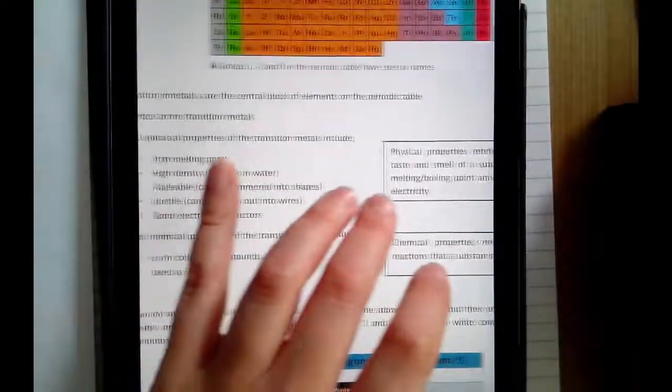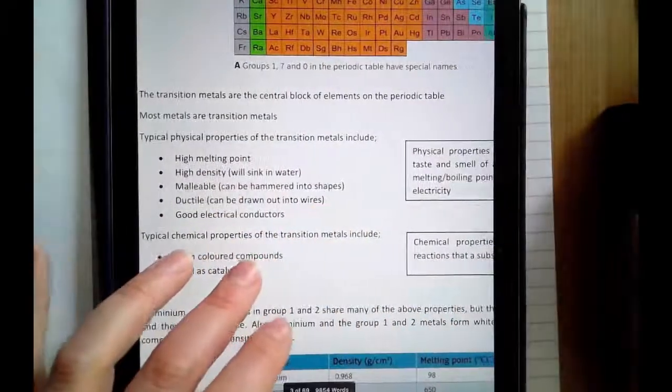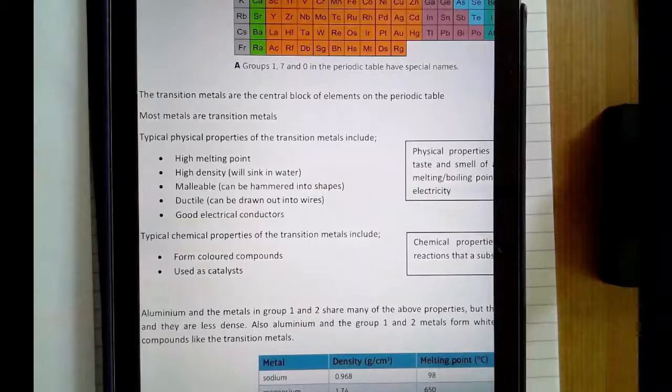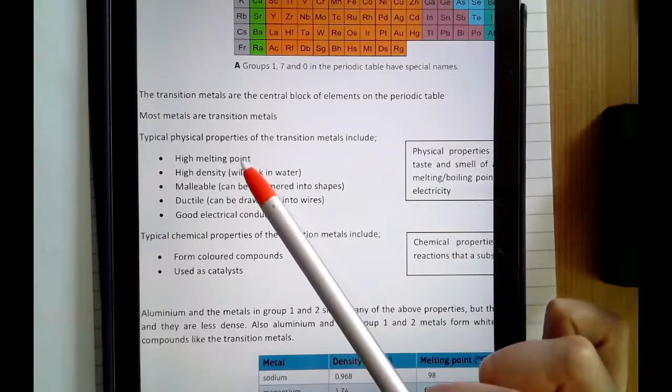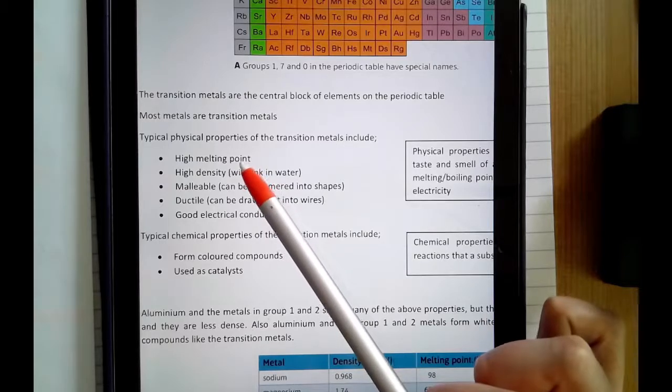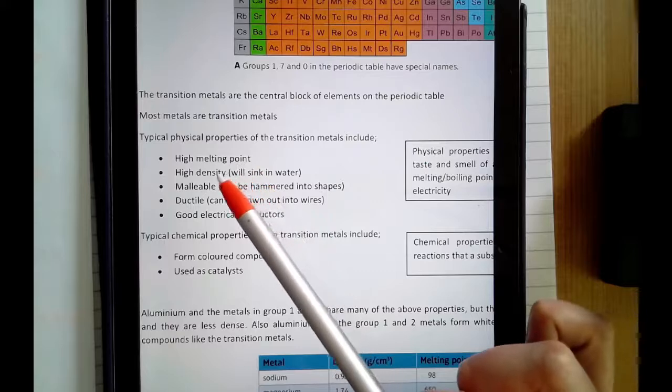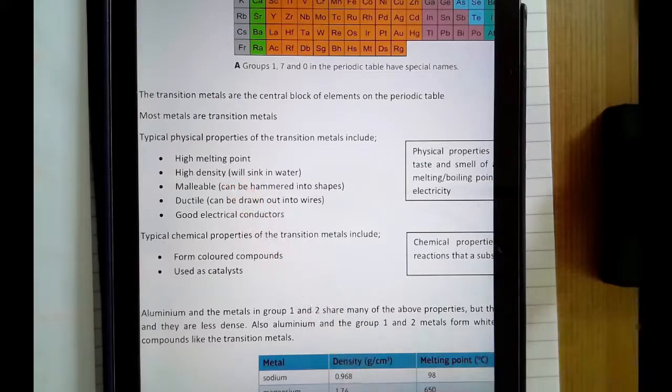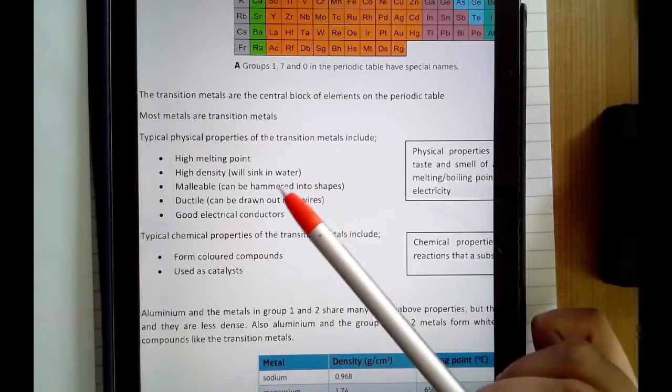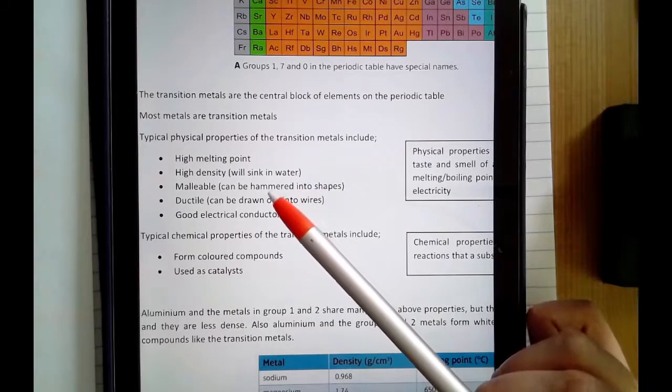So if we have a look at the typical physical properties of transition metals, they're all stuff you should be familiar with. They have high melting points. Again, we've just discussed why, because of that strong electrostatic attraction between the positive ions and the negative delocalized electrons. They have a high density. So density is calculated by mass divided by volume. Basically, if they have a lot of mass in a small space, then they will be considered to be dense and they will sink in water. If they're more dense than water, they sink in water.